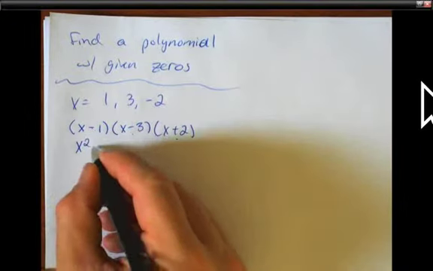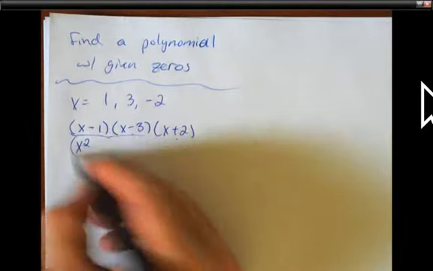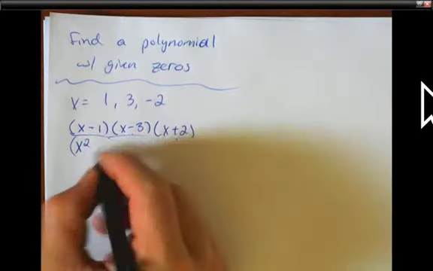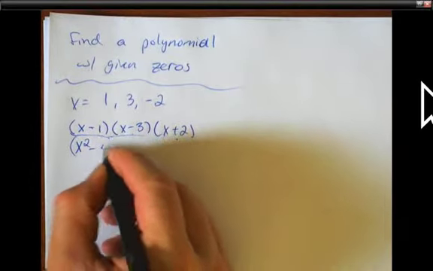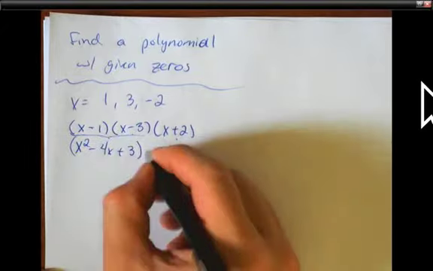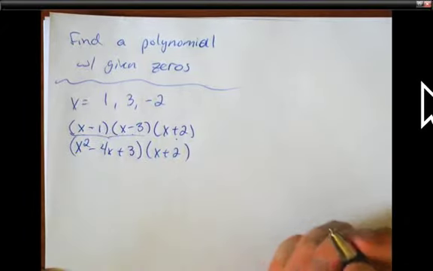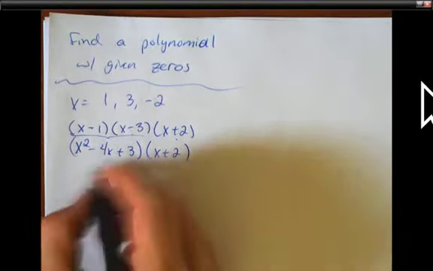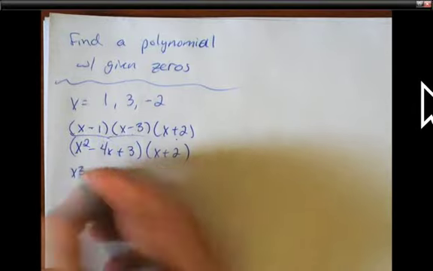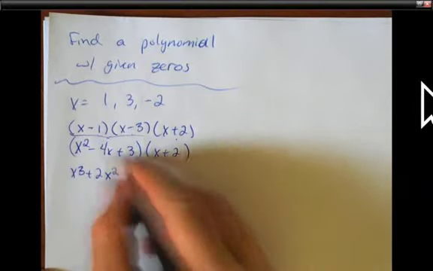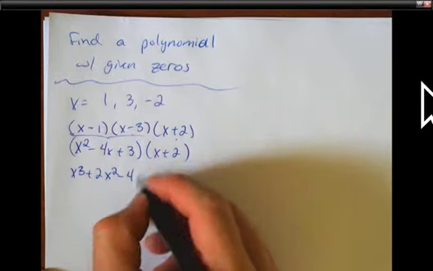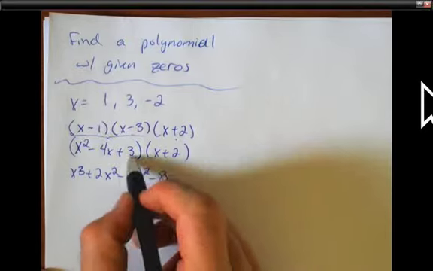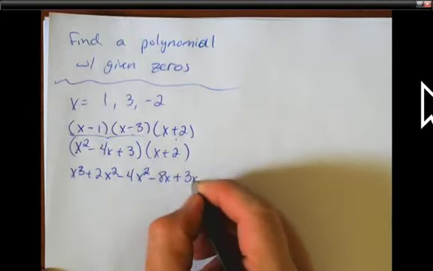If I FOIL these first two, don't try to randomly do all three at the same time. It doesn't work. Okay? You must do two at a time. So I get x squared minus 4x plus 3, and then an x plus 2. And this one's a little bit harder to multiply, so I'm just going to take this x squared and multiply by the other two. So x cubed plus 2x squared. And I'm going to take the minus 4 and multiply by both. So I get minus 4x squared minus 8x. And then I'm going to take the 3, multiply by both. I get plus 3x plus 6.